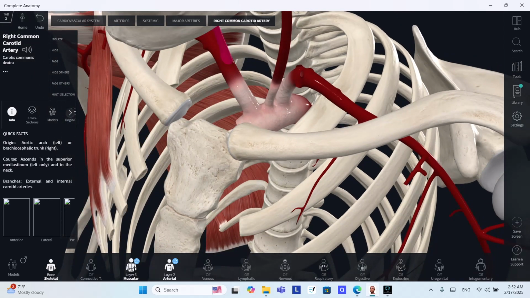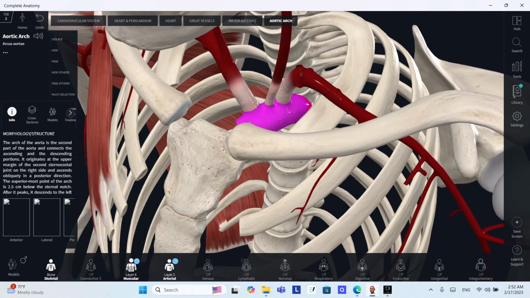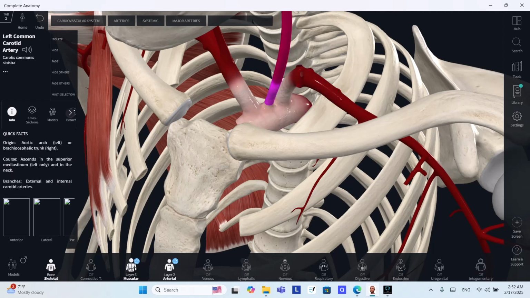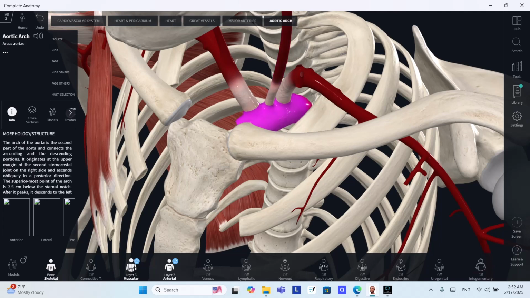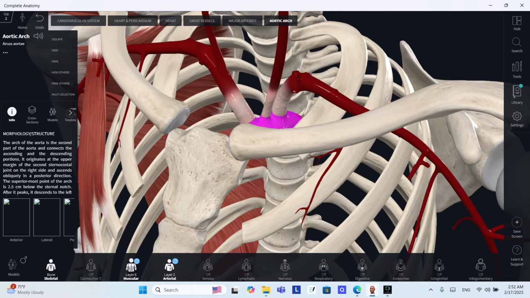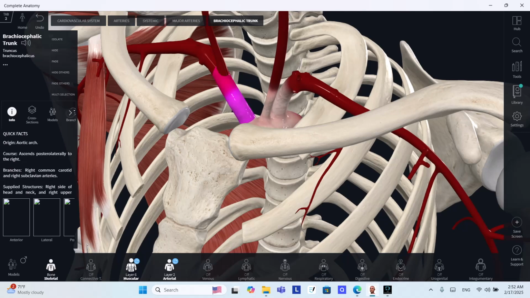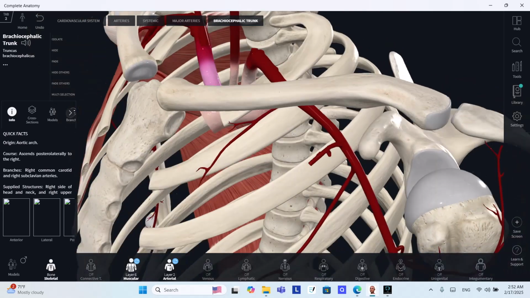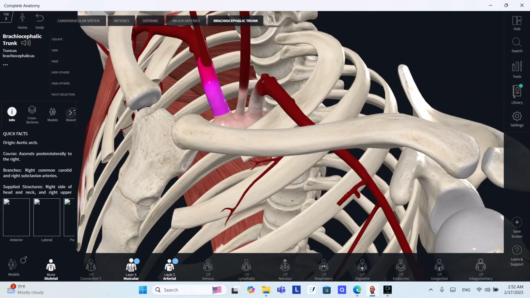But on the left side, it starts from the aortic arch. We can see the subclavian artery and the common carotid one. They directly arise from where? From the aortic arch. So this is the main difference between the right and left side. The other structures are the same, the only difference is the brachiocephalic trunk.